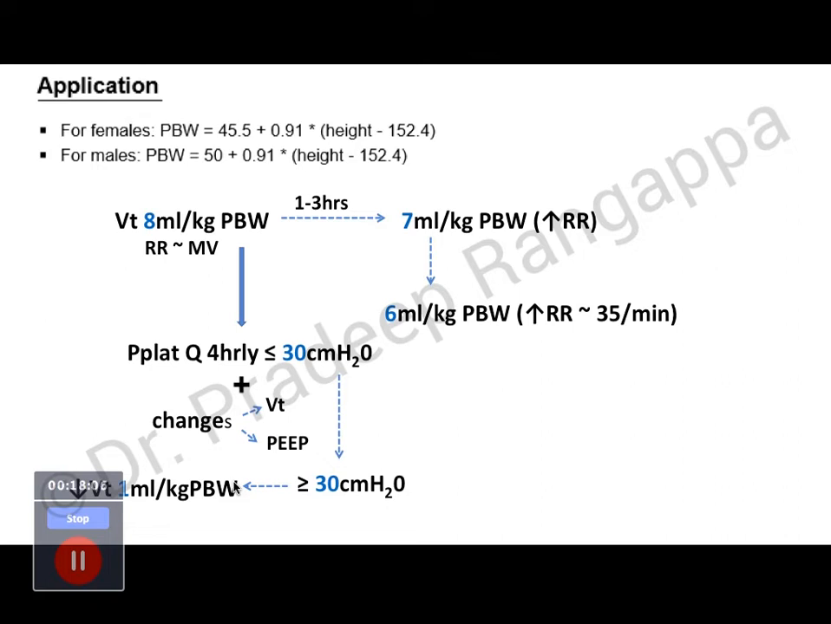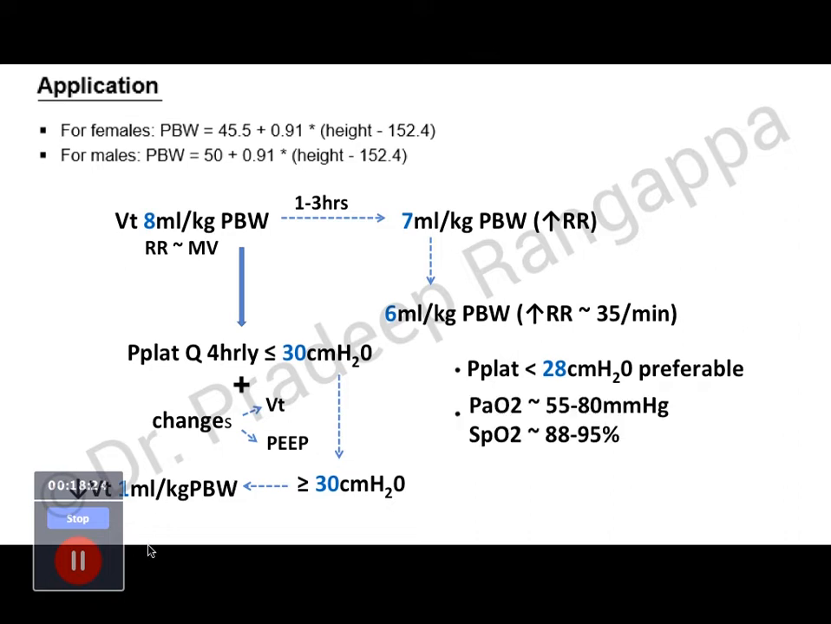So from 8 ml, your whole science is to slowly start getting the tidal volume to 4 ml by tweaking the respiratory rate, by increasing the respiratory rate, and by optimizing the PEEP. What is desirable is P plat less than 30, and less than 28 is most preferable. And in ARDS, for all the audience, I think this is also extremely important.